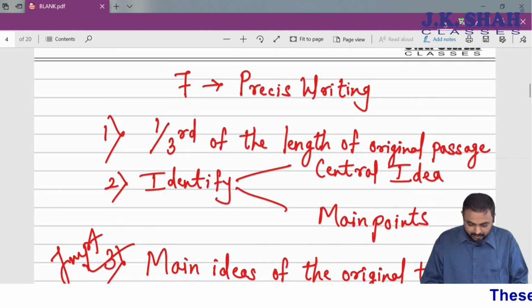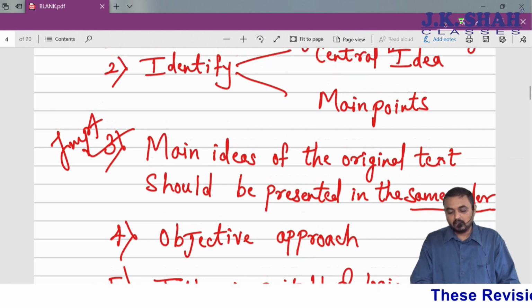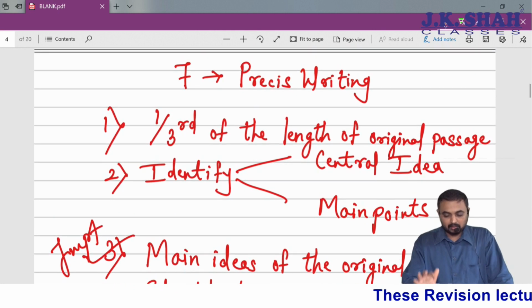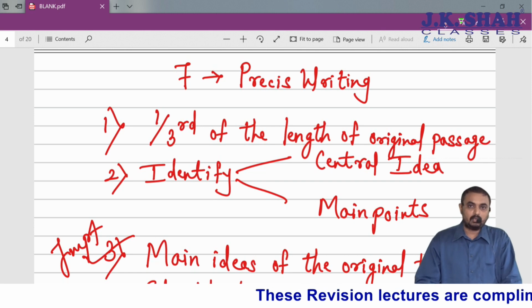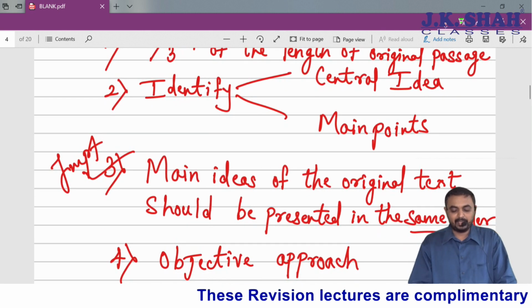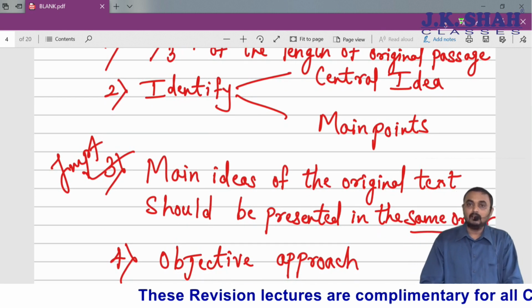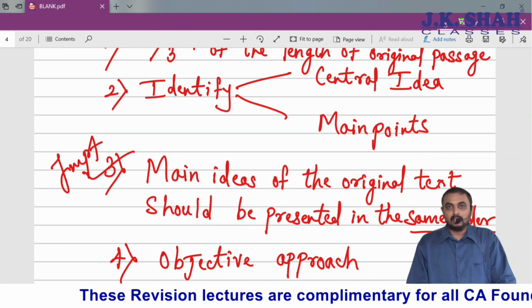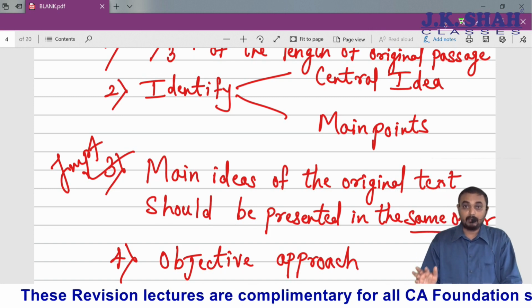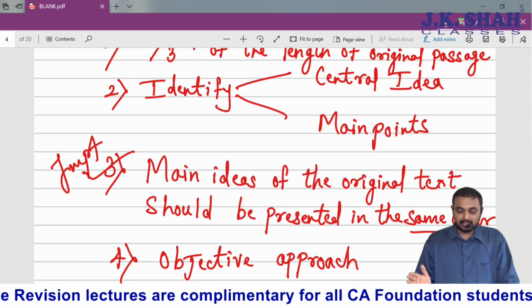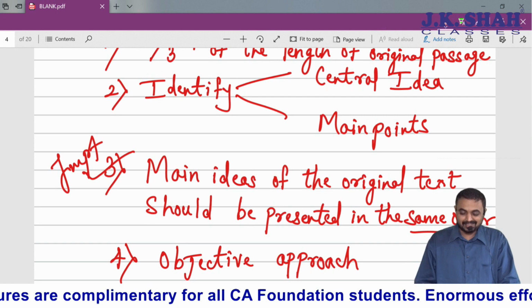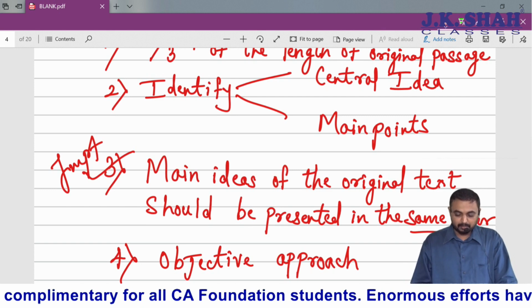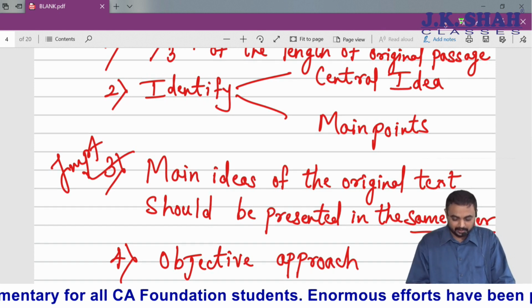The important points we have already seen, that is, you need to make 1/3 of the given length of the original passage. You need to identify the central idea and the main points. Third one, what we had seen earlier, the main ideas of the text should be presented in the same order. It's an important point. It actually differentiates between summary writing and Precis writing. If they have given you 5 points, it needs to come in the same sequence.